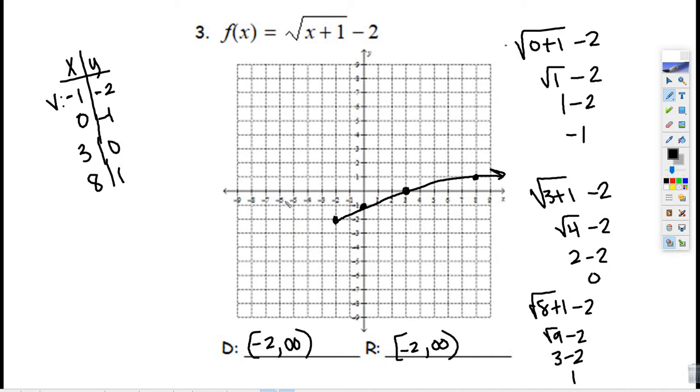Now I graphed this wrong. I'm so sorry. This should be here, -1, -2. Here, -1, -2, which makes my domain a little bit different. So we come in here, it's -1 to positive infinity. Okay?